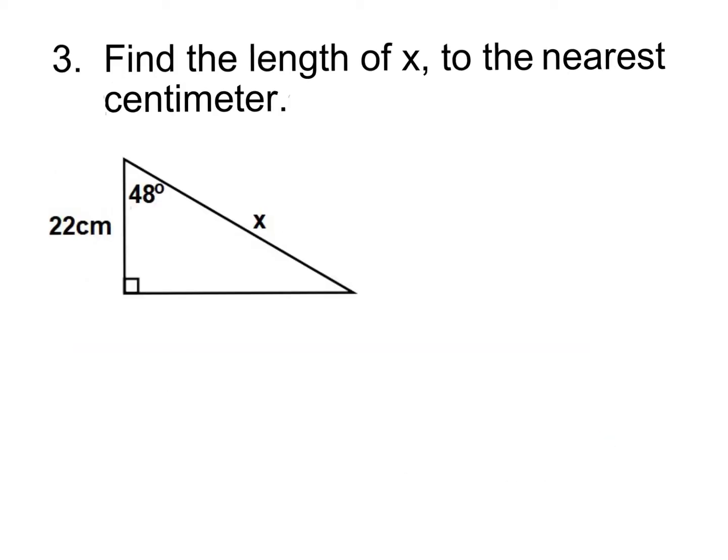Last question. Find the length of x to the nearest centimeter. What that means is that our final answer will not have any decimal places. It's going to be a whole number. So start off with SOHCAHTOA, and the angle of reference that they've given us is 48 degrees. So now let's label sides according to that.